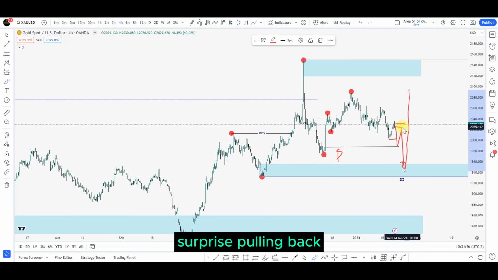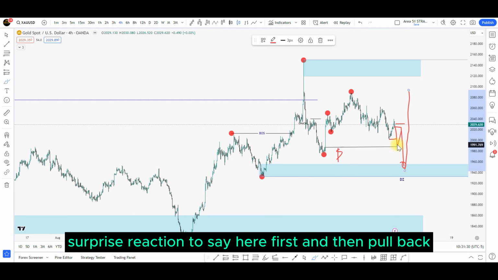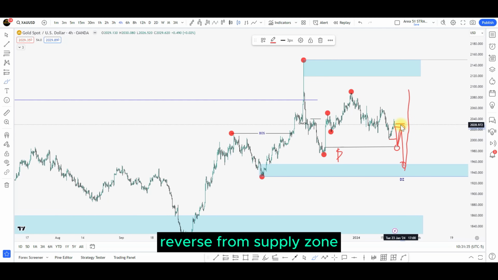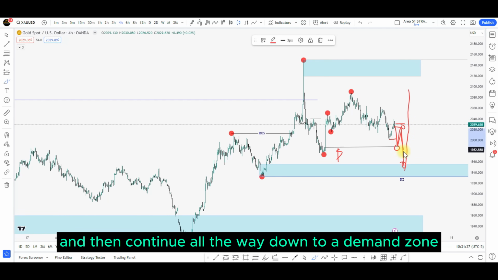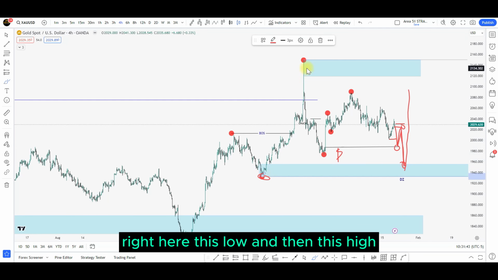Price pulling back, tapping on the supply zone, price reacting to this area first, and then pulling back, reversing from the supply zone, and then continuing all the way down to a demand zone, which is the range of the daily time frame here, right here, this low and then this high.